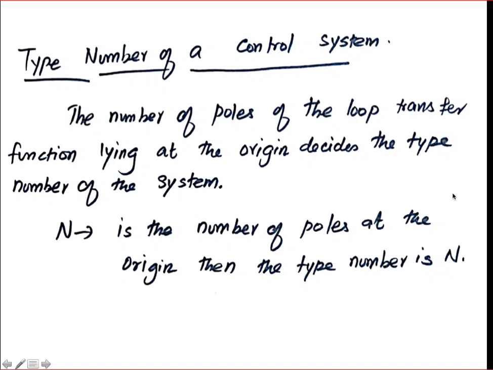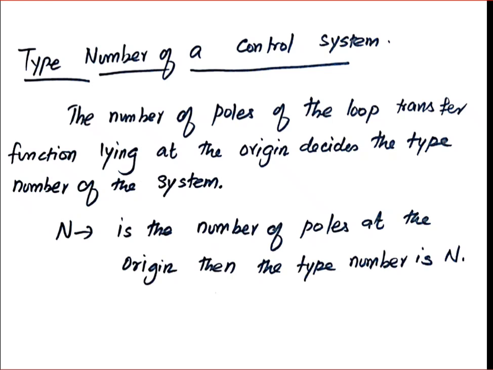Next, we are going to discuss the type number of a control system. This is a very important topic related to time response. We should know what the type number is and how to find the type number of a control system. The number of poles of the loop transfer function lying at the origin decides the type number of the control system. So we can tell the type number by seeing how many poles are at the origin.